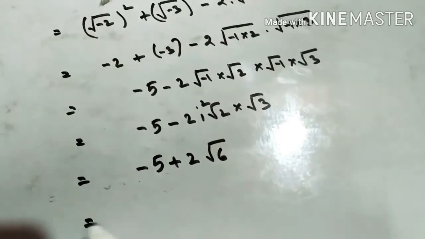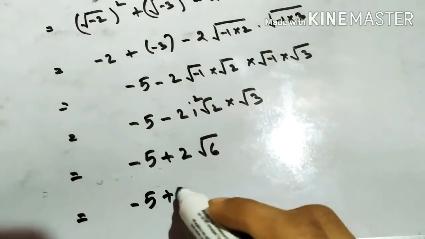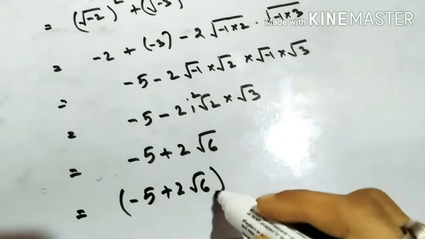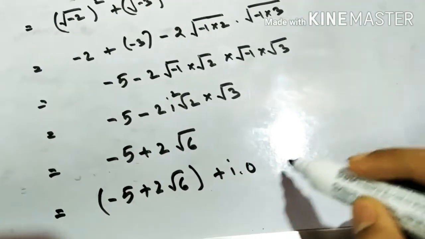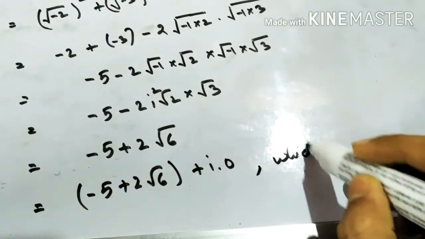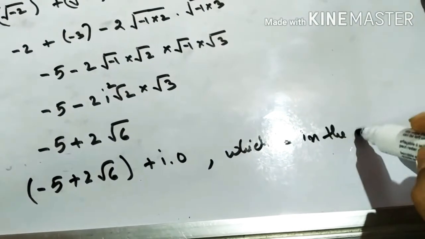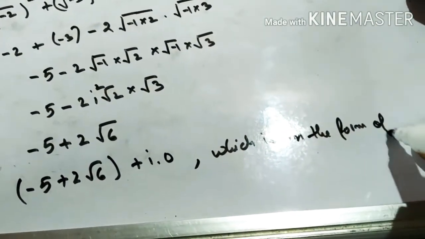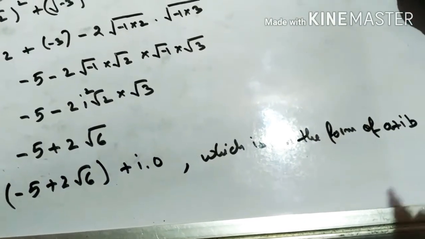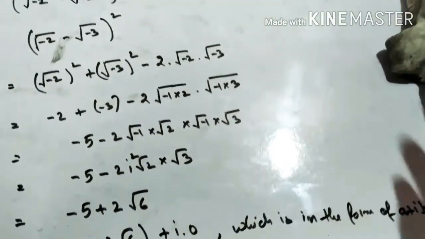So this whole thing I can write as minus 5 plus 2 root 6 plus i into 0, which is in the form of a plus ib.